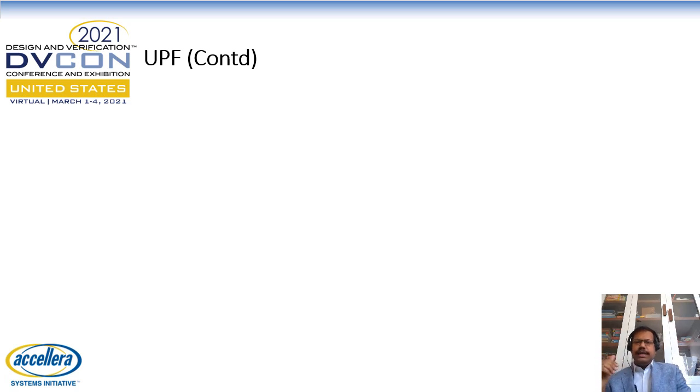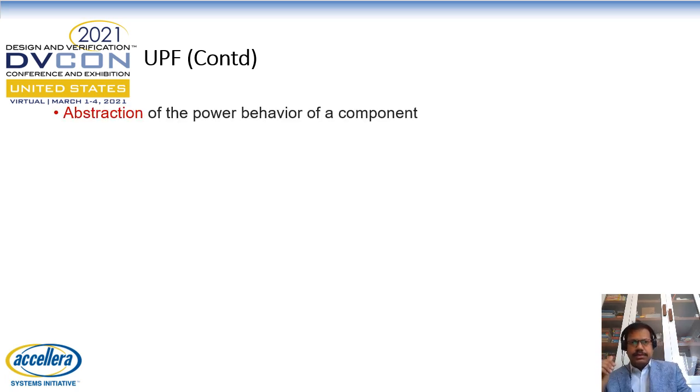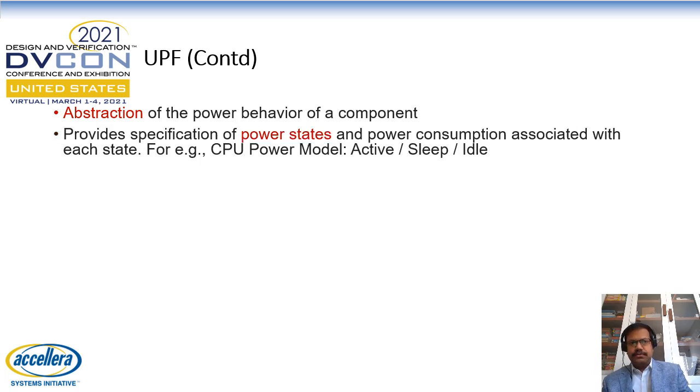Now let's take a more detailed view of the UPF and what it enables. One of the primary reasons for it to exist is to abstract out the power behavior of a component, and not make it very specific at the very beginning when we are starting our exploration. This format also allows us to specify the different power states as well as the power consumption associated with each state. For example, if you consider a CPU power model, it can have states like active, sleep, idle, with different power consumptions in each of these states.